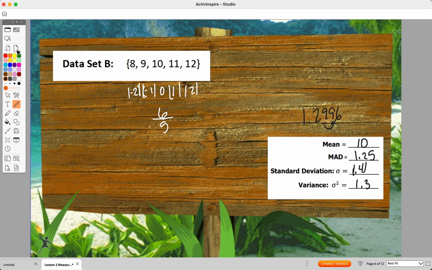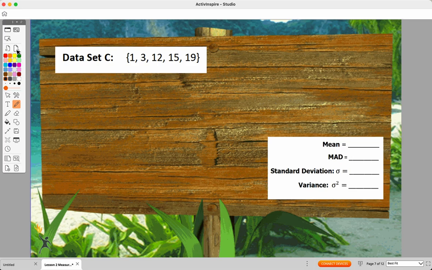Okay? All right. Now that we've done data point A, B, now it's time for C. I'm going to pause the video and give this one a try on your own. Find the different points. When you're ready to start the video again, you can see what you came up with.